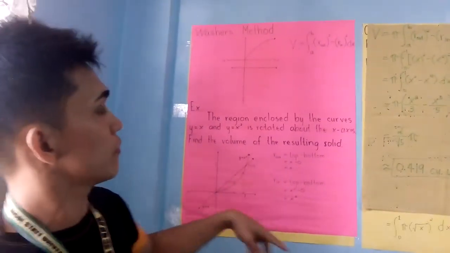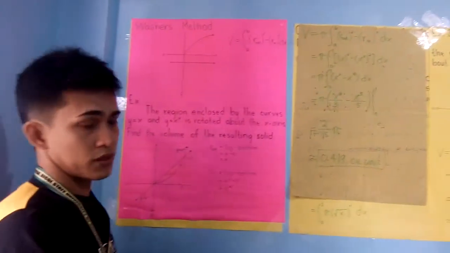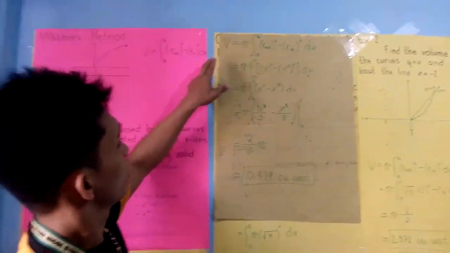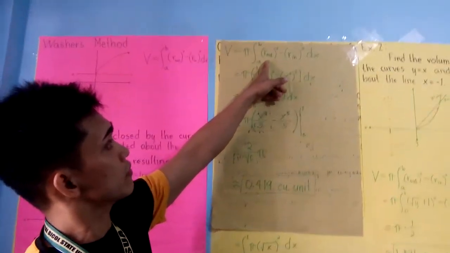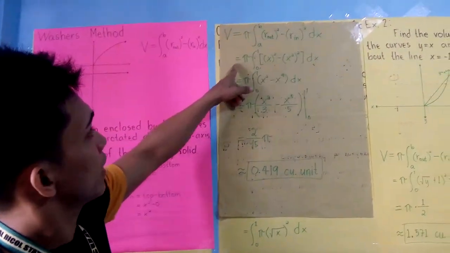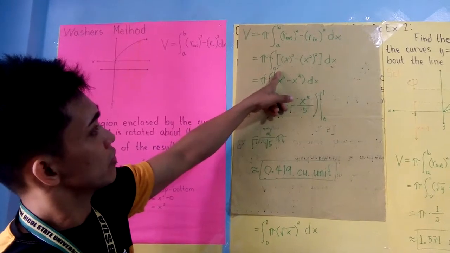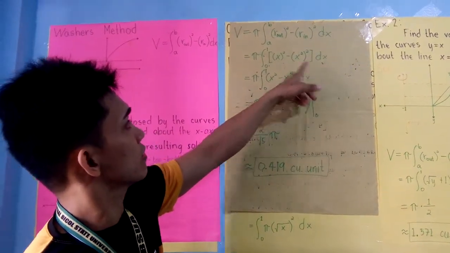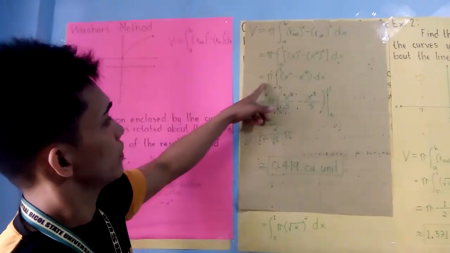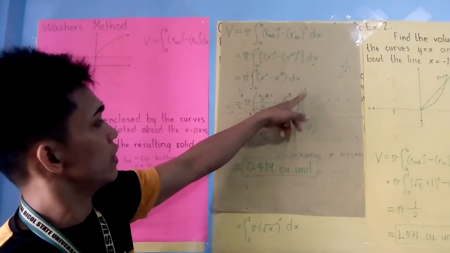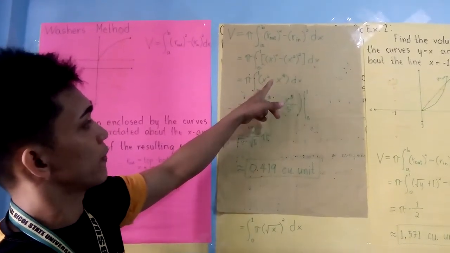To find its volume, we will substitute the given information into the formula. Our volume will become pi times the integration of the square of the outer radius minus the square of the inner radius dx from a to b, which becomes pi times the integration of x squared minus x squared raised to 2 dx from 0 to 1. It will become pi times the integration of x squared minus x to the 4th dx from 0 to 1.